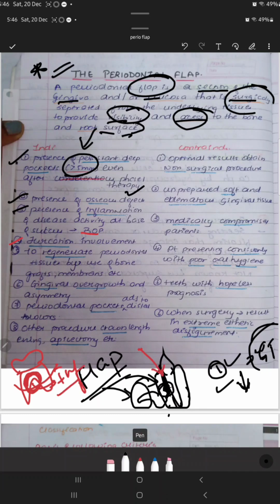Then any regenerative periodontal procedures such as bone graft, membrane. If you want to place any membrane, that is, you have learned the most important, in guided tissue regeneration we place GTR membranes. To place this membrane we have to raise the flap so that we can secure this membrane in position.